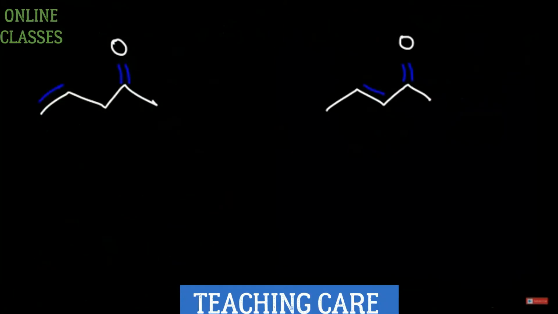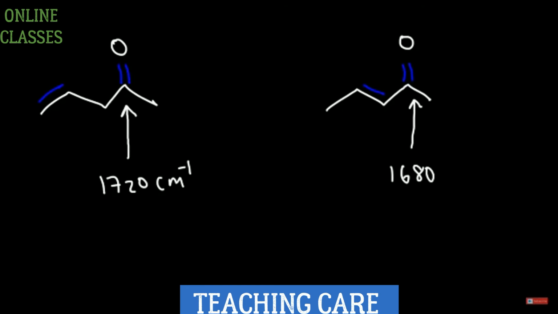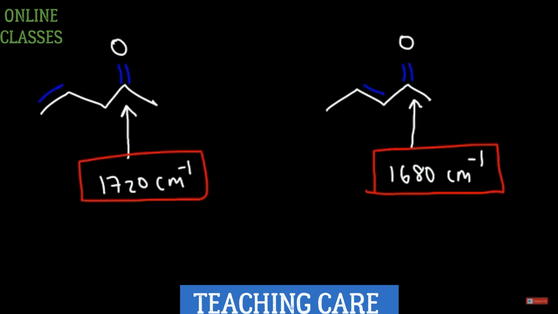Now, another topic that we need to consider is conjugation. So here we have a ketone that is not part of a conjugated system, and it's going to absorb IR energy slightly higher than 1700. So this will be around 1720. Now for the conjugated ketone, it's going to absorb IR energy at a lower wave number. That is, in this case, around 1680. So make sure you understand that. Conjugated carbonyl groups will absorb IR energy at a lower wave number.